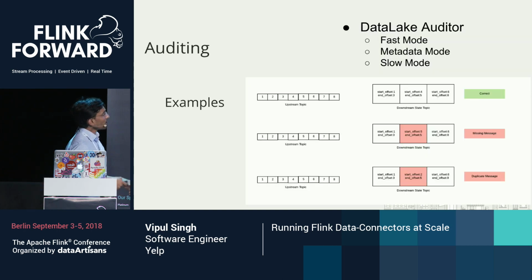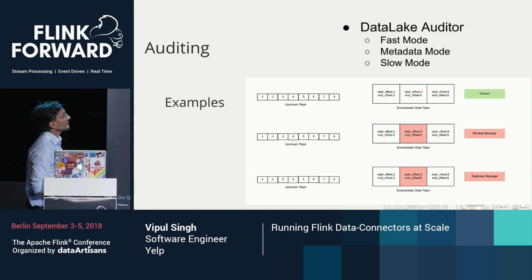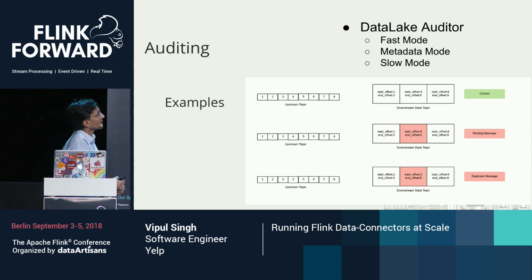So before going further, I would like to go down into one of the auditors which we have built. The first example I would like to take is the Data Lake Auditor. As I mentioned before, what the Data Lake Auditor does at the end of the day is read data from Kafka and upload it on S3 in Parquet format. We run multiple audit modes. One is the fast mode, the next is the metadata mode, and the last is the slow mode.